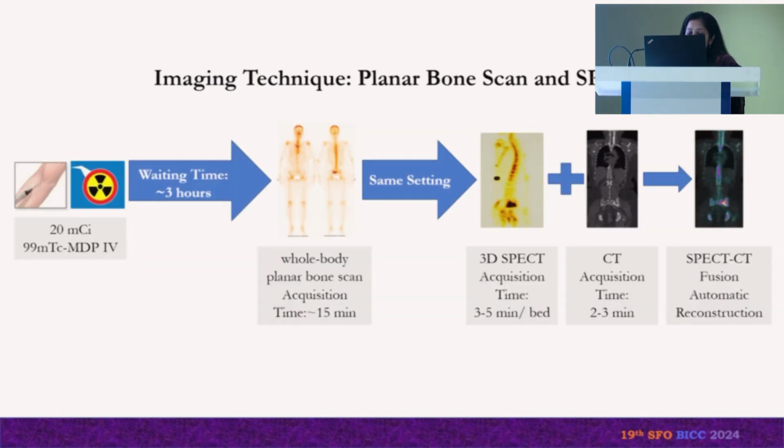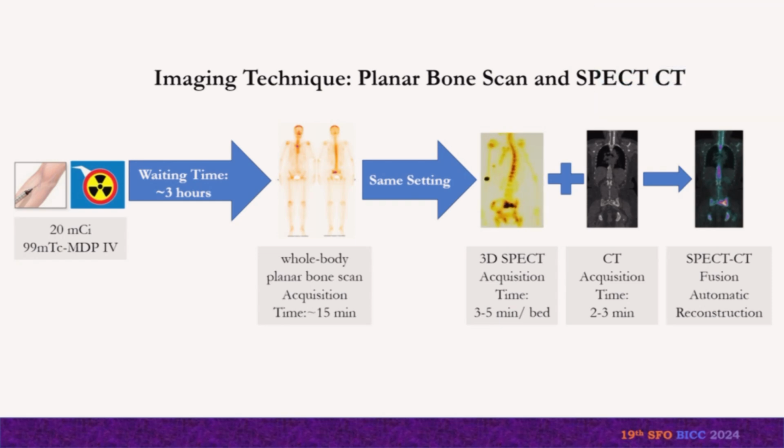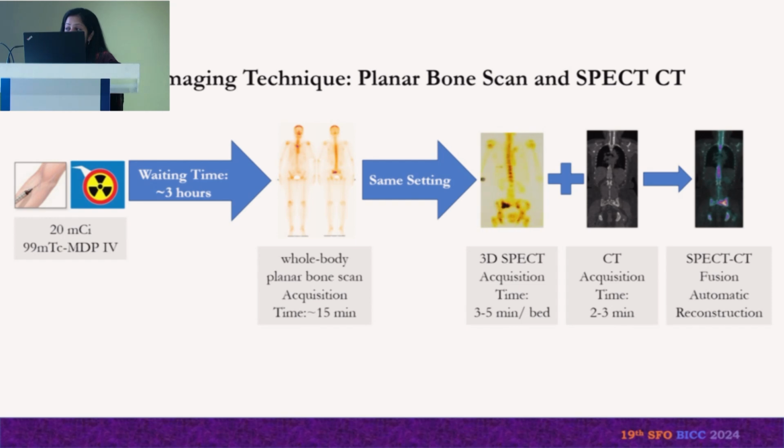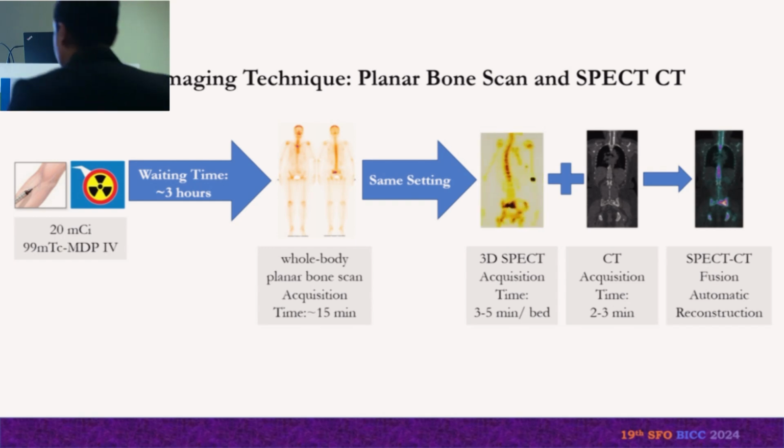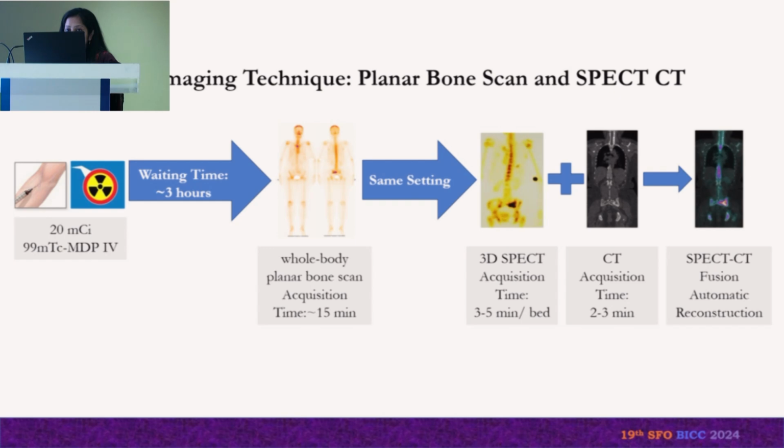This is the imaging technique of planar bone scan and SPECT-CT. First of all, we inject 20 millicurie of technetium MDP IV. Waiting time is 3 hours. Then we take a full body planar bone scan, acquisition time about 15 minutes. Then in the same sitting, we perform the 3D SPECT-CT acquisition in the suspicious cases, that means for solitary or equivocal cases. CT acquisition time takes 2 to 3 minutes and there is automatic SPECT-CT fusion reconstruction.